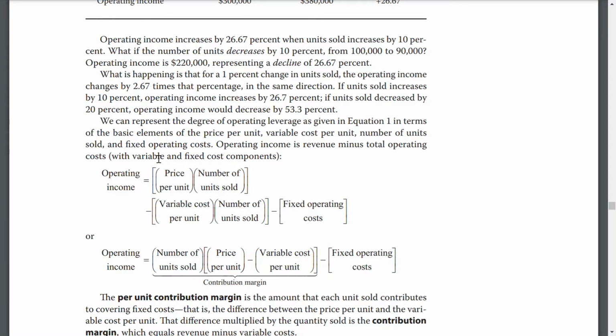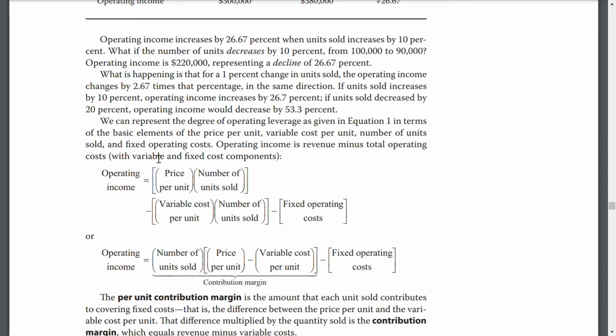What if the number of units decreases by 10%, from 100,000 to 90,000? Operating income is 220,000, representing a decline of 26.67%. What is happening is that for a 1% change in the units sold, the operating income changes by 2.667 times that percentage, in the same direction. If the units sold increase by 10%, operating income increases by 26.7%. If units sold decrease by 20%, operating income would decrease by 53.3%.